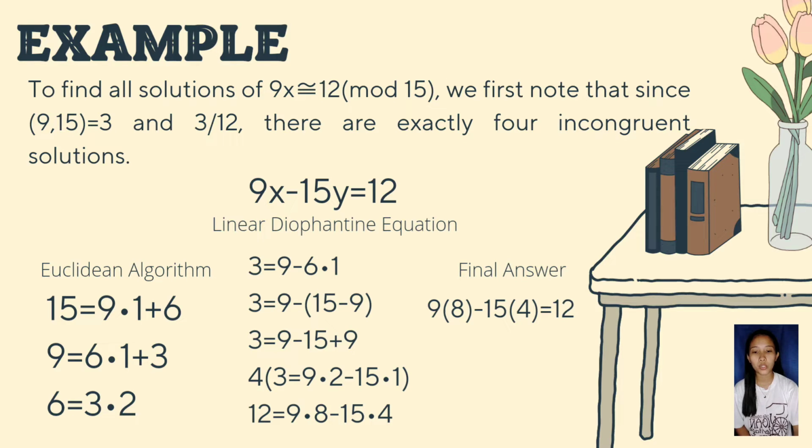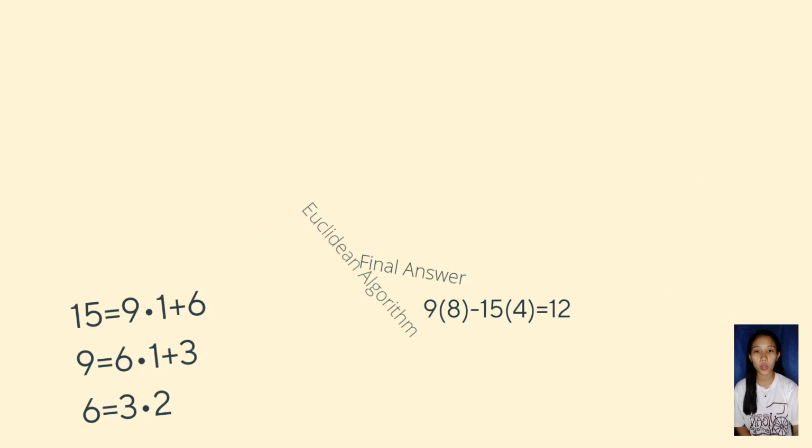So, 12 is equal to, copy lang natin yung 9, 4 times 2 is equal to 8, minus, copy lang natin ulit yung 15, then 4 times 1 is equal to 4. So, the final answer is 9 times 8 minus 15 times 4 is equal to 12.